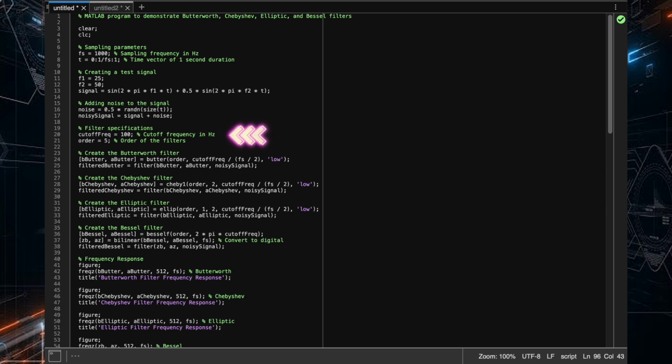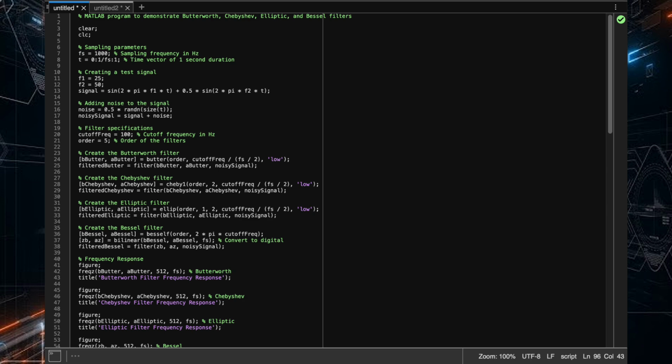Filter specifications like the cutoff frequency are kept at 100 Hz and the order of the filters at 5. As of now, we were defining parameters such as the time vector, sine waves, and noisy signal in the time domain. But to play with amplitude and frequency, we have to convert the noisy signal into the frequency domain. These lines perform the transfer function, where B is assigned the zeros and A the poles.